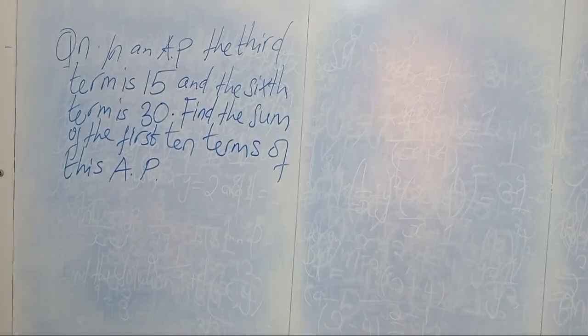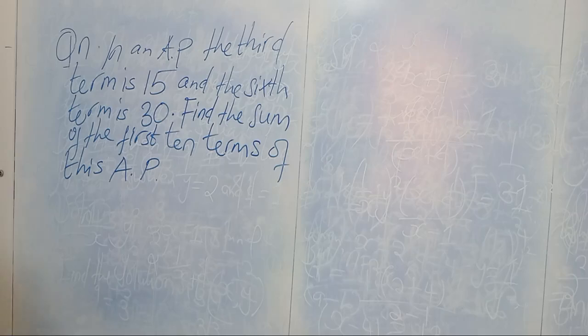In today's activity, we are going to solve this question. I would advise that before I do it for you, you try it out, so that when it's my time to do it, you can cross-check and try to mark yourself. Okay, let's proceed. The question says, in an AP, the third term is 15 and the sixth term is 30. Find the sum of the first 10 terms of this AP.